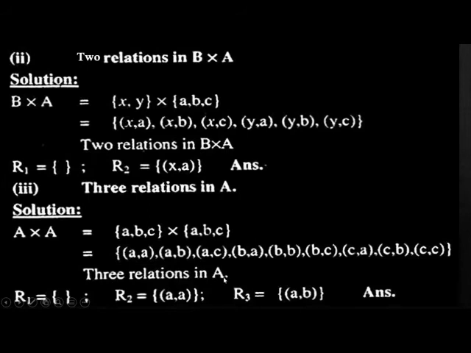Then you have to find the three relations in A. So first relation is a null set, second is the first ordered pair, and the third relation is the second ordered pair. You can write any relation you can in this question. There are multiple types of relations which we can make through these sets. It is not necessary to write these relations which have been written in the slide.